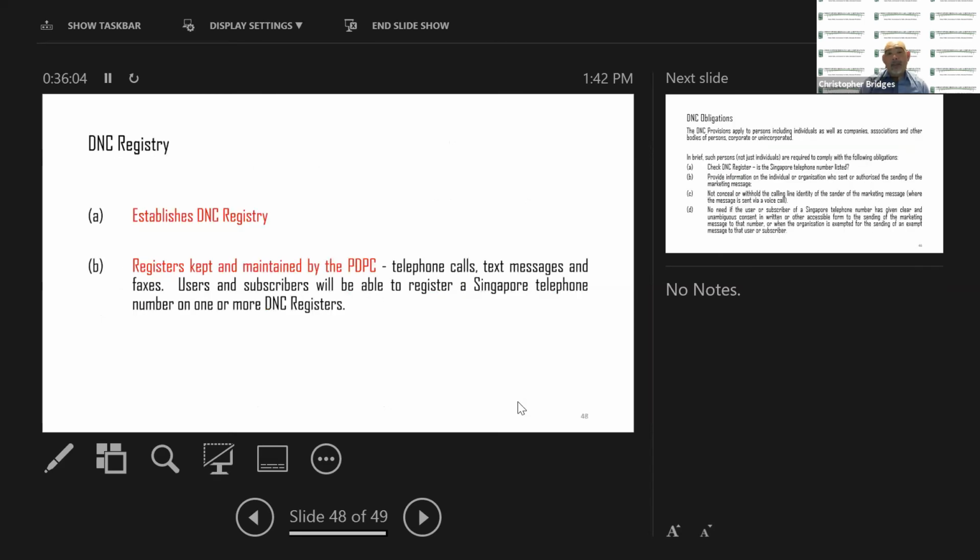Okay, the establishment of the Do Not Call Registry. The registries are kept and maintained by the PDPC. Essentially, these are people who list their numbers to say that I do not wish to receive cold calls, I do not wish to receive marketing phone calls.